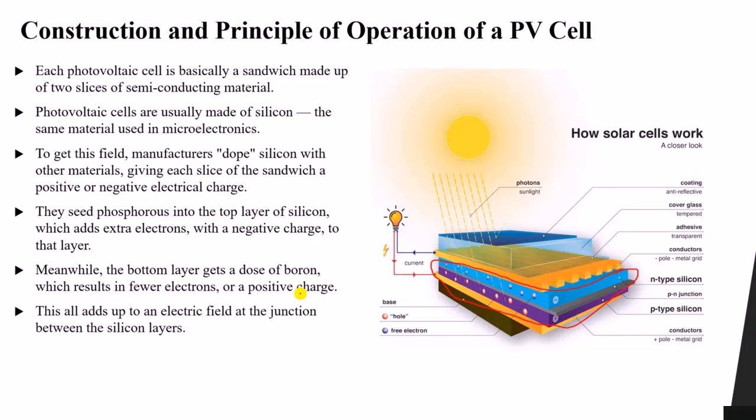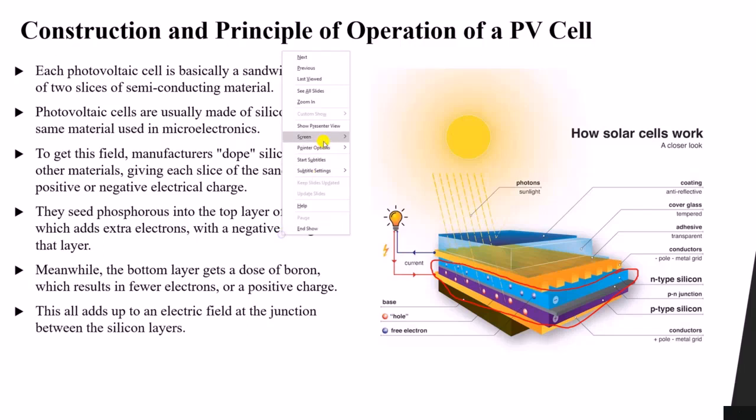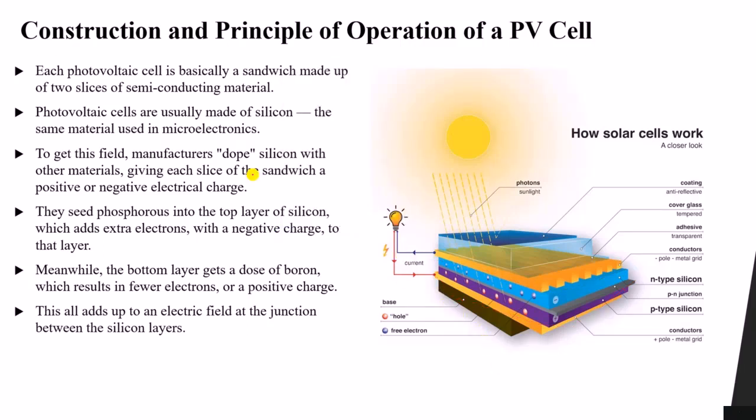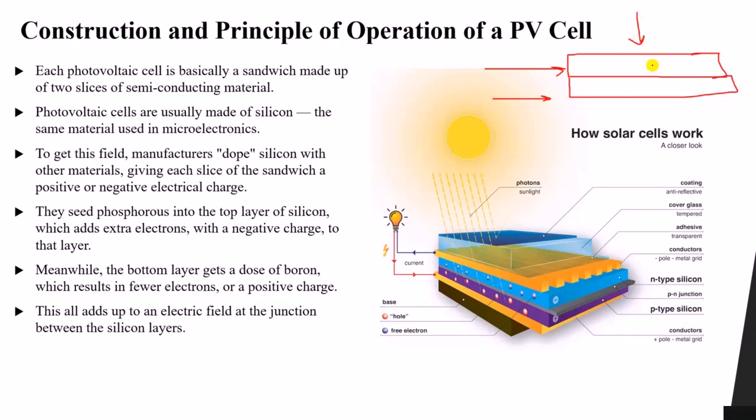So what does all of this even mean? To make this easier, you have to know that photovoltaic cells are usually made of silicon. So we have two layers, a layer like this and another layer like this. Both layers are formed of silicon. Now the top layer, we inject phosphorus atoms inside it.